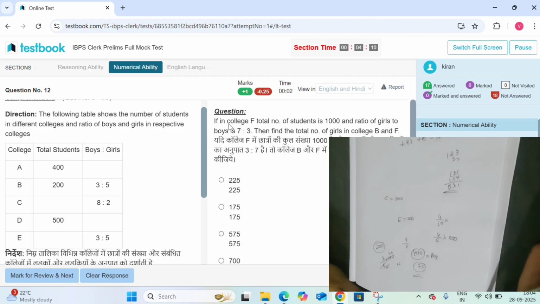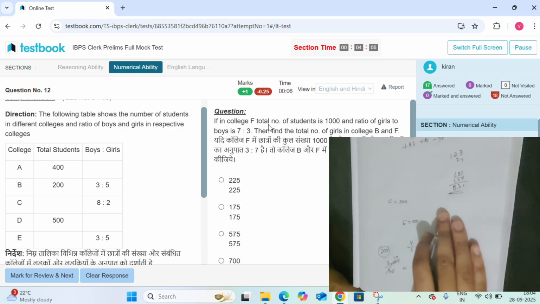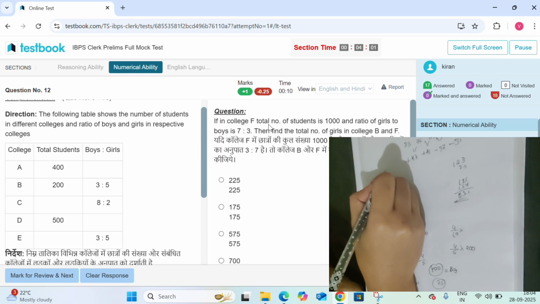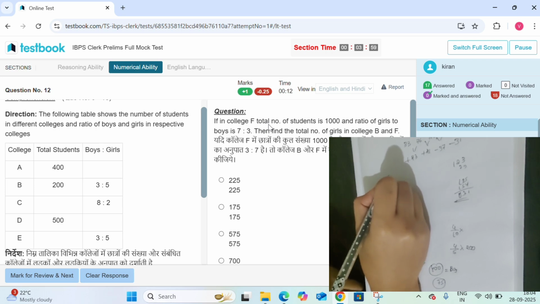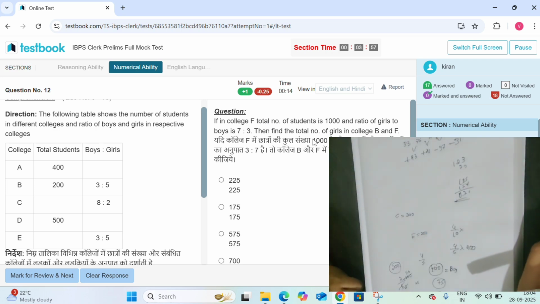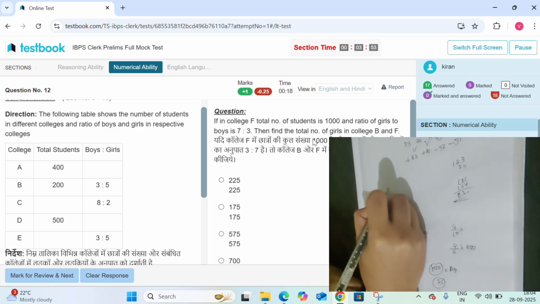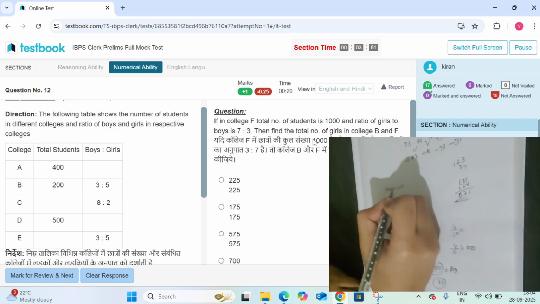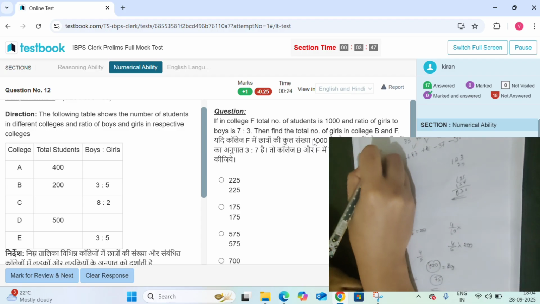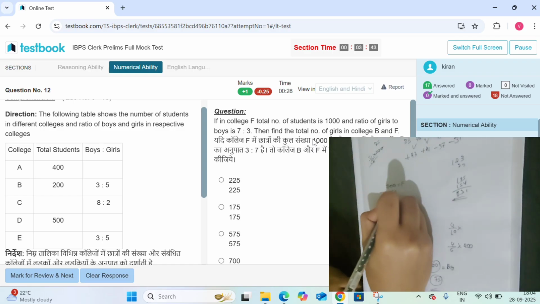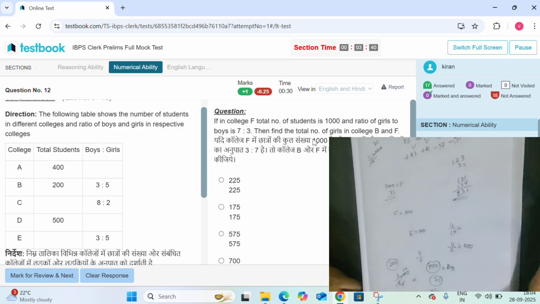Next, if in college F the total number of students is 1000, and the ratio of girls to boys is 700 to 300, then find the total number of girls in colleges B and F. Girls in F is this one. In B, girls is 5 out of 8 into 200, that is 25, right? 75. Then the total number is 775 is the answer.